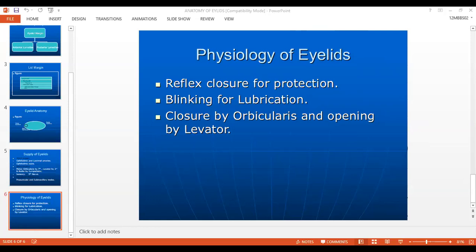Can you see the slide? Hello? No, no, sir. Yes, sir. The physiology of eyelid is being shown. Not... Okay.